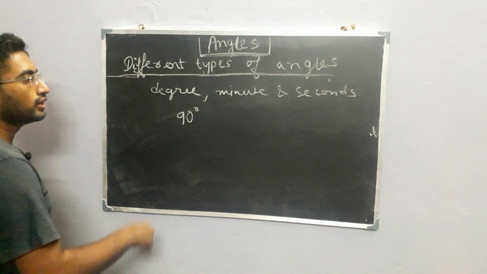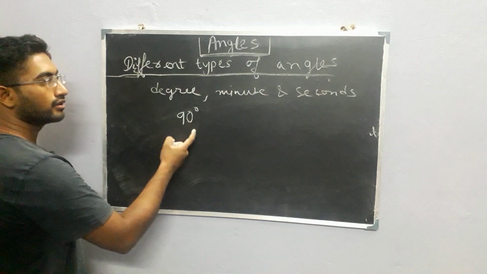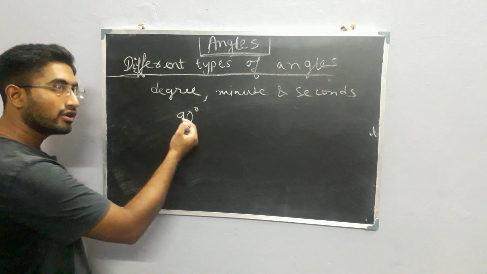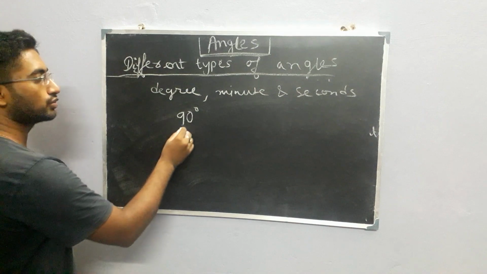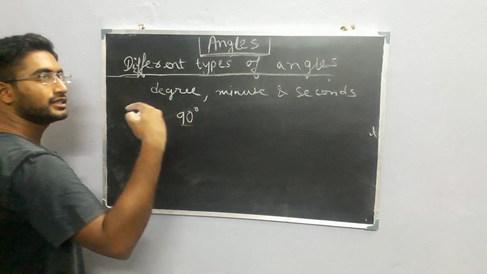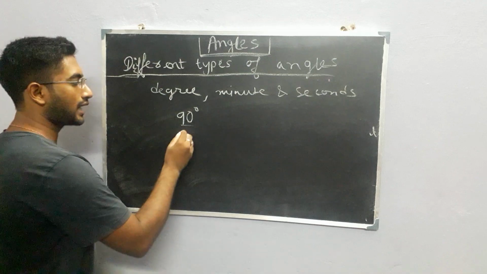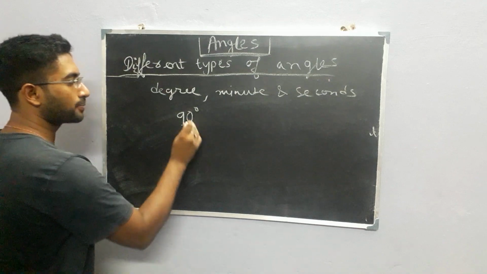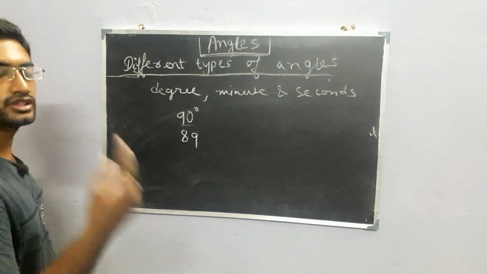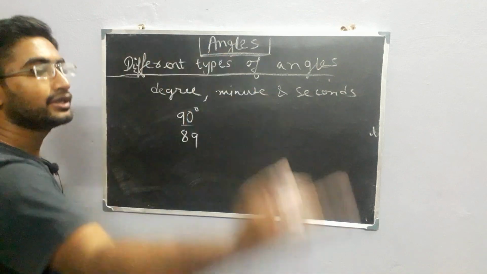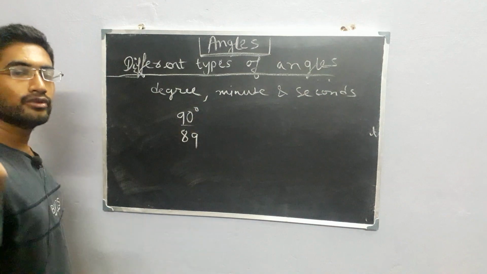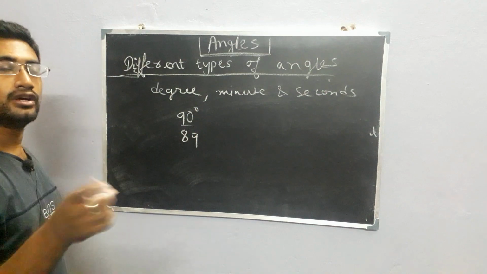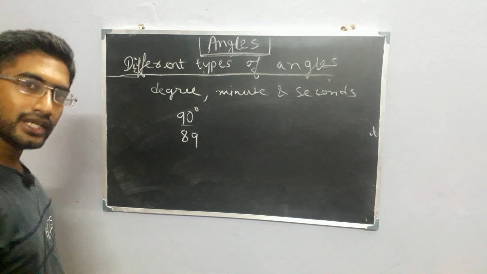So what you'll do, you'll always take 1 degree aside and keep the remaining degree as it is. So 90 degree, to express it in minutes, you'll write it as 89 degree. You will subtract 1 degree from here, because this 1 degree you will convert into minutes. And what is the relation between 1 degree and minute? 1 degree is equivalent to 60 minutes.